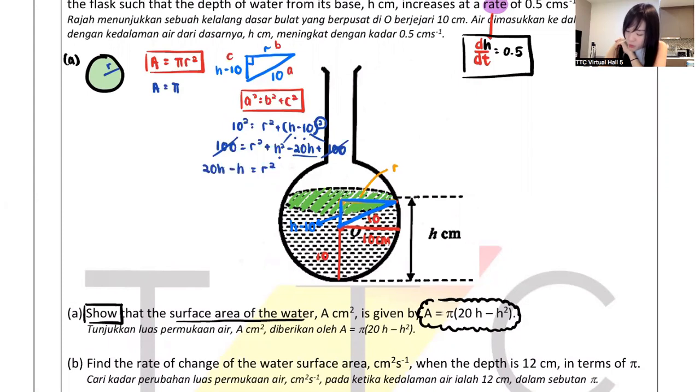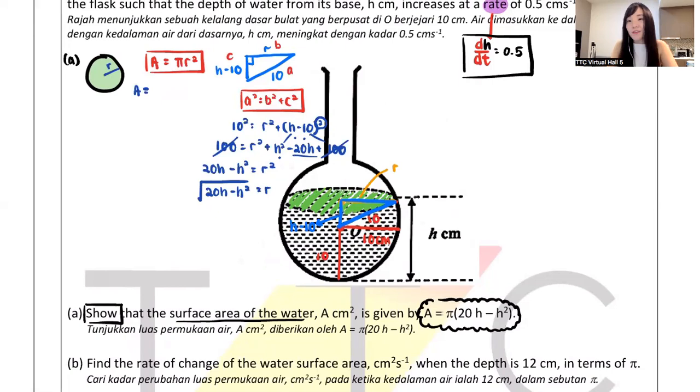Positive H square, move it over, negative H square. Saw it or not? You want to find the R, right? R square, move it over. Isn't it square root? Guys, finally, oh my God, finally we're getting our R value out. Can you see that?